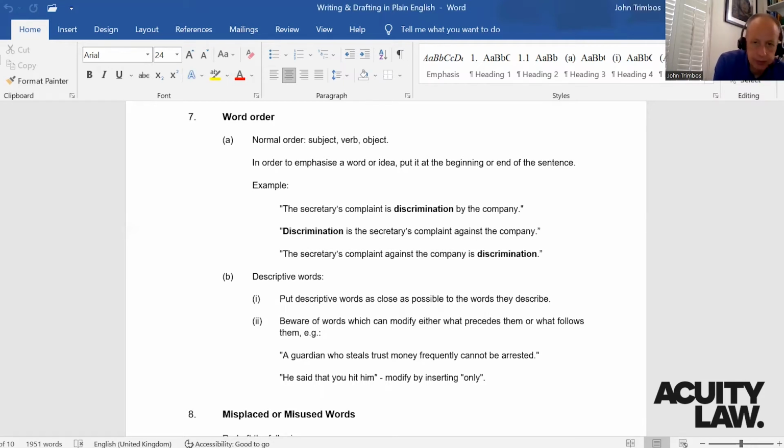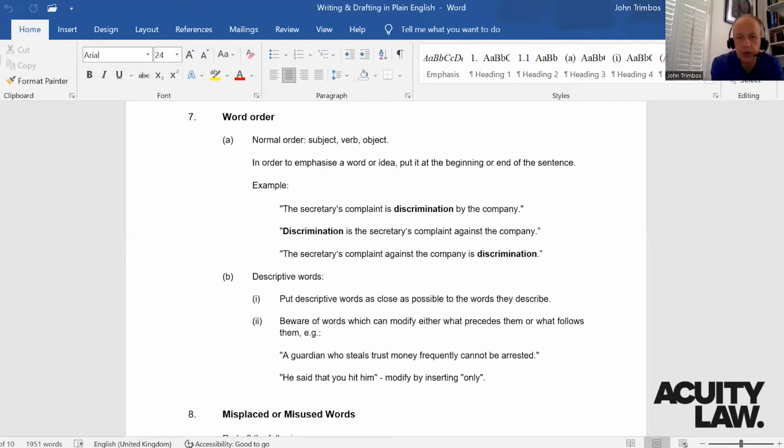Not always, but sometimes. So if we look at the first example in B2, a guardian who steals trust money frequently cannot be arrested. Yeah, there's the sensible way of reading it, but there is a slightly mad way as well. So I think it's trying to say that dishonest guardians frequently get away with it. But you could imagine a client maybe skimming through that a bit quickly. They might relate the frequently back to the stealing. So a guardian who steals trust money frequently cannot be arrested, whereas one who steals it once or twice a year can. That makes no logical sense whatsoever, but you can see the scope for confusion there.